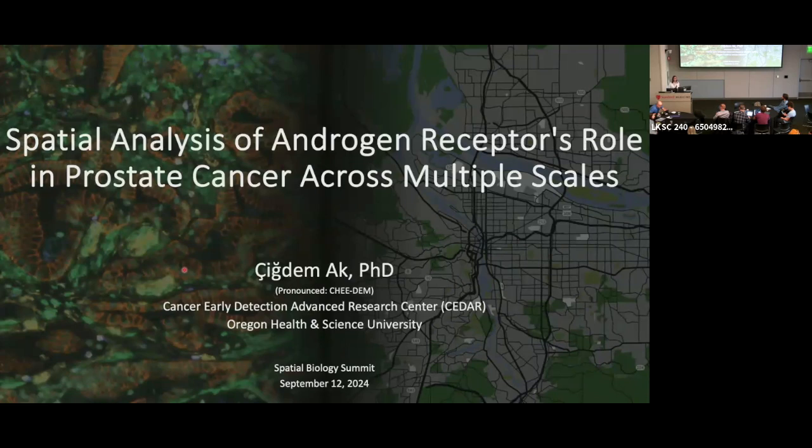But today, it will be mostly about how I applied spatial statistics to spatial data, like the very first talk, and Aaron's talk, which showed how GIS tools were applied to spatial data. Hence, that's why the map is on the cover, but of course, neighborhood analysis will be included as well. Today, I'm very excited to share our recent work on spatial analysis of prostate cancer, especially androgen receptors' role across multiple scales.